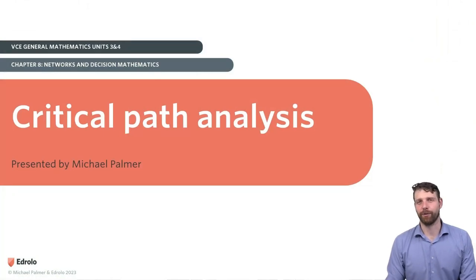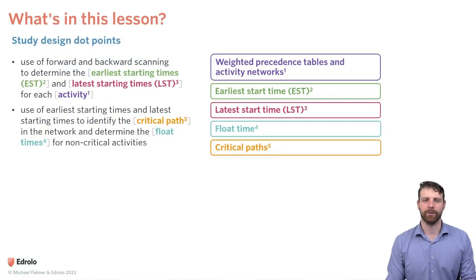Welcome to the lesson on critical path analysis. In today's lesson, we've got 5 key knowledge points to look at. We've got weighted precedence tables and activity networks. We've got earliest start time, latest start time, float time, and critical paths. And all these 5 ideas sort of link together as we develop the ability to do a certain algorithm. So let's have a look.